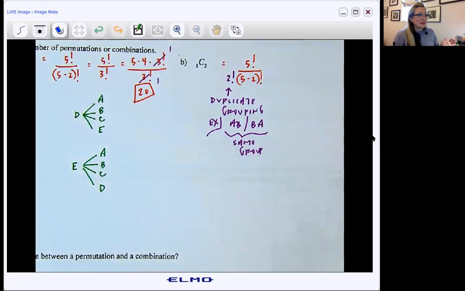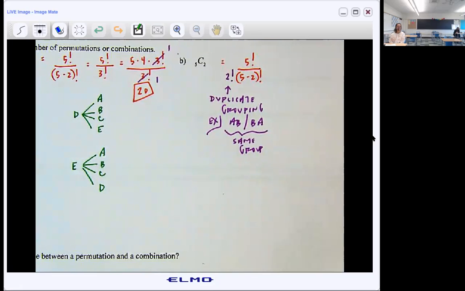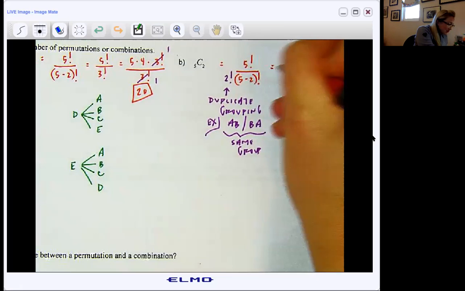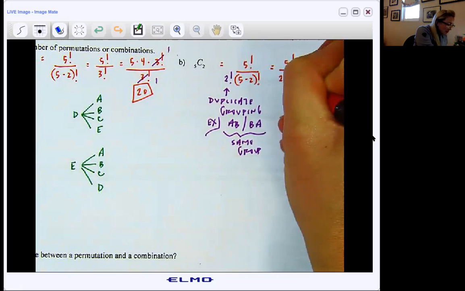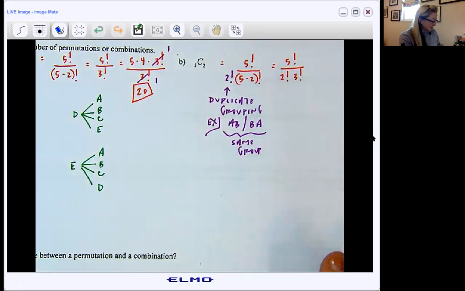If I'm not assigning them to a certain role, a place, or position, right, it doesn't matter how I picked them, student A and B. Whether I pick them A, B, or B, A, it's the same group of two, right? So it's a duplicate grouping, just like the letters. So think of your combination as a permutation, just with duplicate groupings. All right, so if I keep working through, that's really 5 factorial over 2 factorial times 3 factorial, just like that.